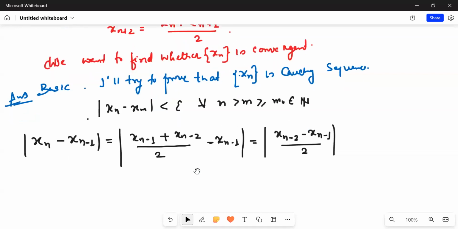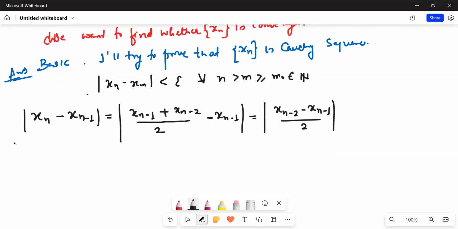Okay. Now we'll try to use this particular thing. So already I have found that xn minus 1 is equal to xn minus 2 minus xn minus 1 divided by 2. Okay, this is clear. Now, what do you think this can be written? So let us try to write this also.